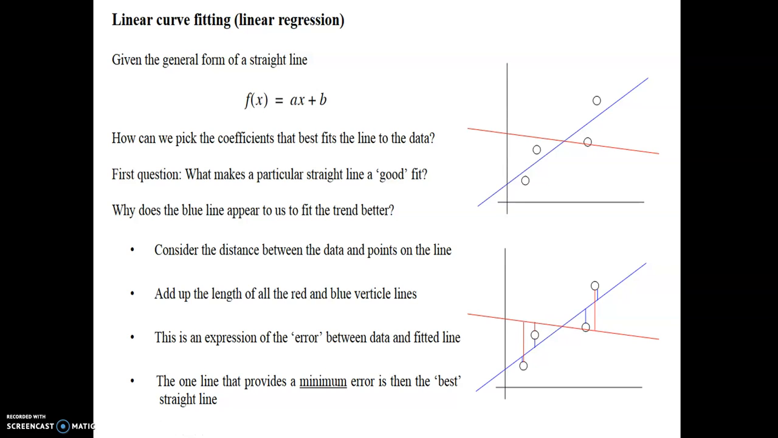What we have to do is that we have to add up all the errors of line red, add up all the errors of line blue. The line that provides a minimum error is the best straight line. From this, after summing all errors, the line which shows the minimum error is the best straight line.